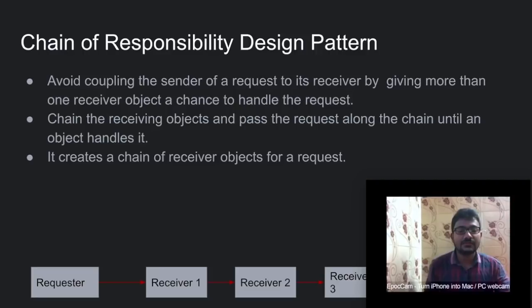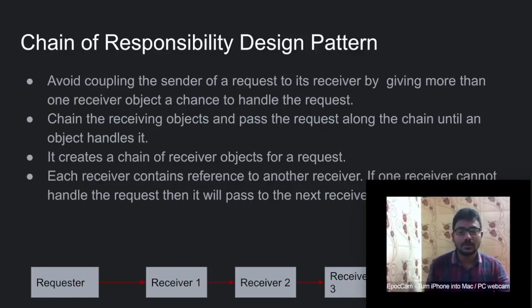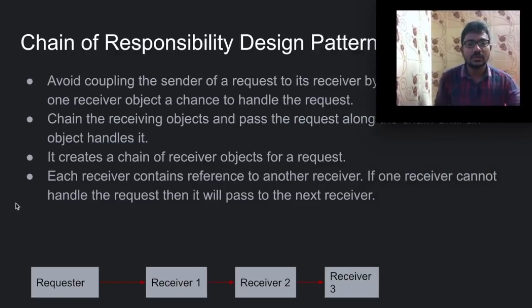It creates a chain of receiver objects for a request. We have already discussed this point in the previous example. Each receiver contains a reference to another receiver. If one receiver cannot handle the request, then it will pass it to the next service. We have already covered this point in the previous explanation. If a client is sending some request to the server and one receiver doesn't know how to handle that request, it would be forwarded to the other receiver by using the reference. Receiver 1 will have the reference of receiver 2, and receiver 2 will have the reference of receiver 3.